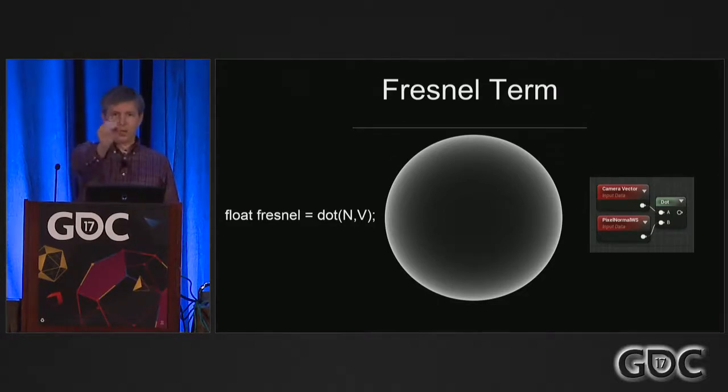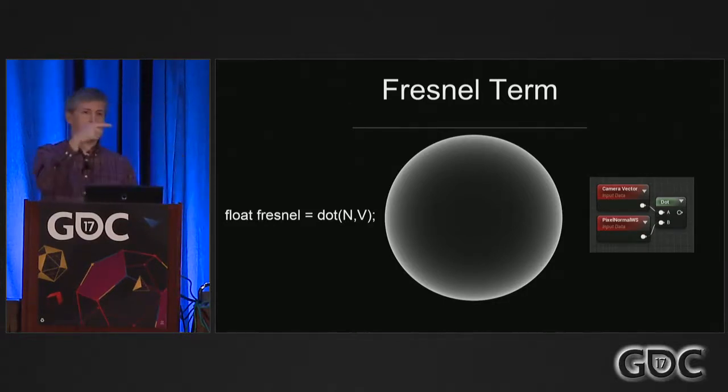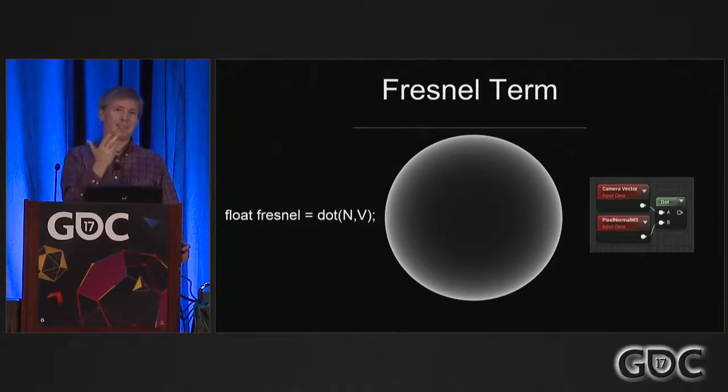So if I'm looking right at my model and it's looking right at me, and I compare the angle between those 2 vectors, the dot product will give me a value of 1. So anything that's staring right at the camera will be a value of 1. Anything that's perpendicular will be a value of 0. So the image on this slide is actually opposite that, and I'm going to get to that in a minute. But that's basically what we're doing with the Fresnel term.